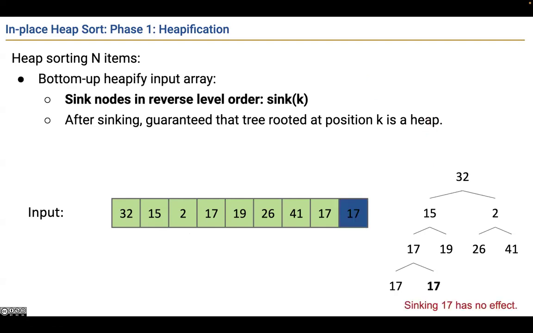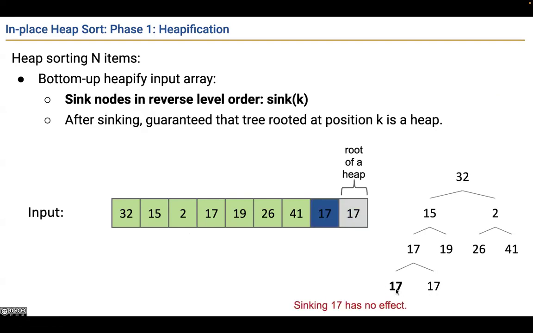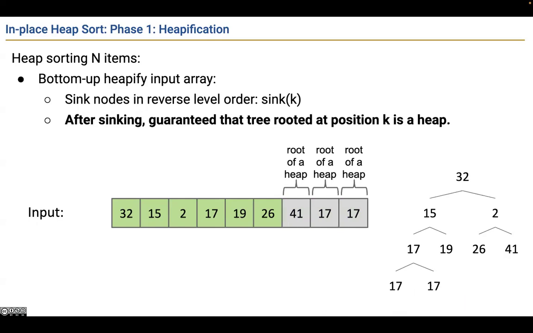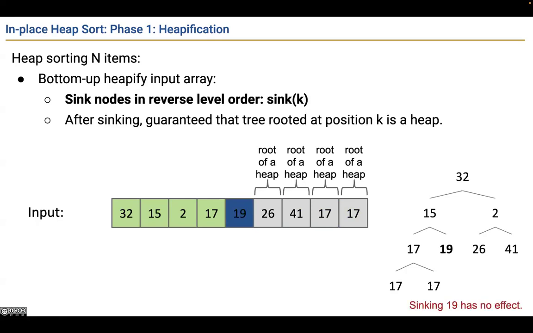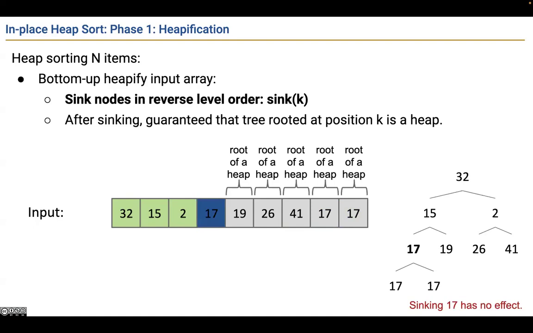OK, so here we go. I start at the bottom, 17. I sink it. I want it to go down to its rightful place. Well, there's nothing below it, so if I sink it, nothing happens. Then I sink the next 17. What does it do? Nothing. Now we sink the 41, nothing happens. I sink the 26, nothing happens. I hope you're having fun. I sink the 19, nothing happens.